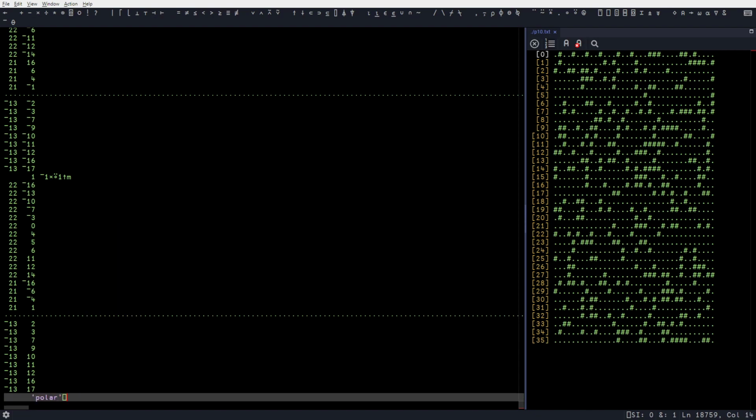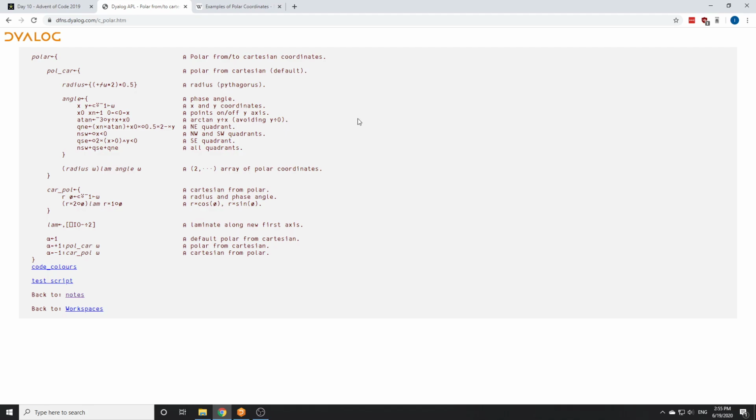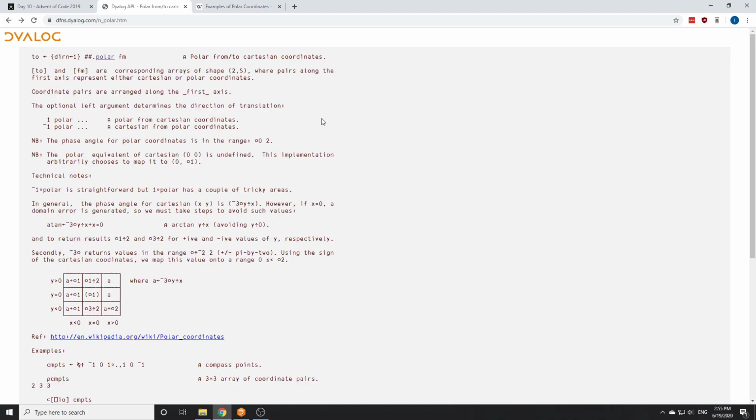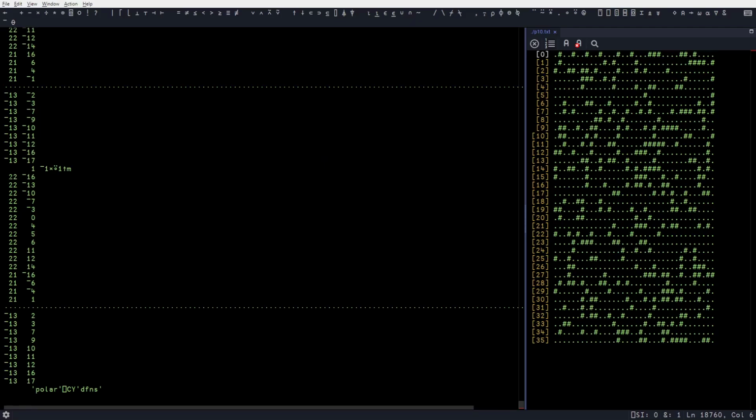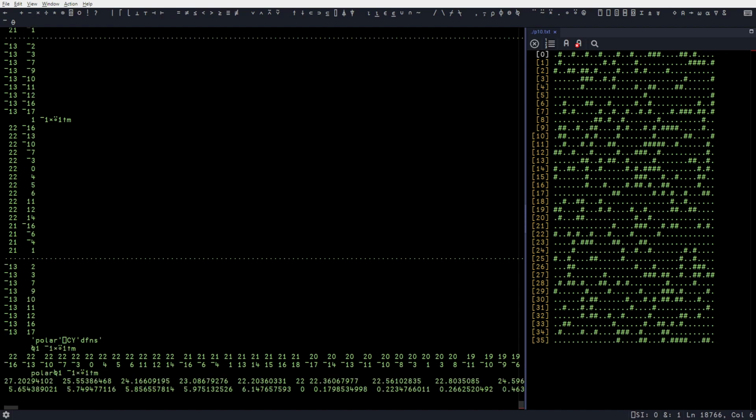And then given this, we can set ourselves up. We can import polar from the dfns library, and polar expects the coordinate pairs arranged along the first axis. Right now they're arranged along the second, so we can transpose. Right, so now you can look at each column as a coordinate pair basically, and we can do the polar transformation.